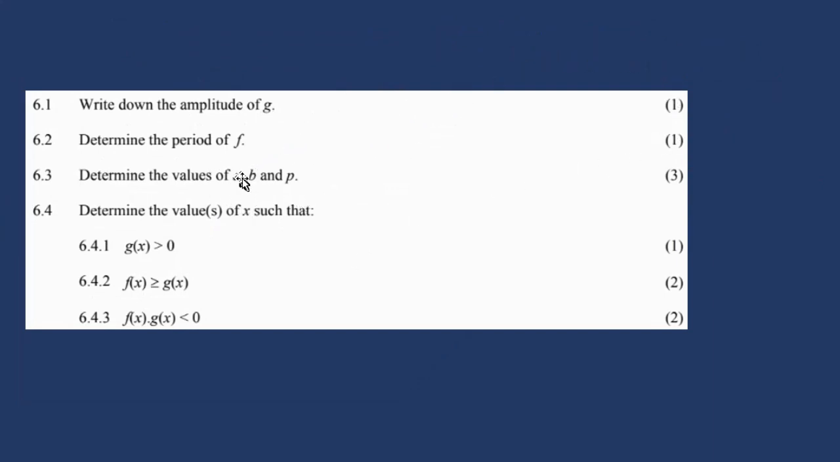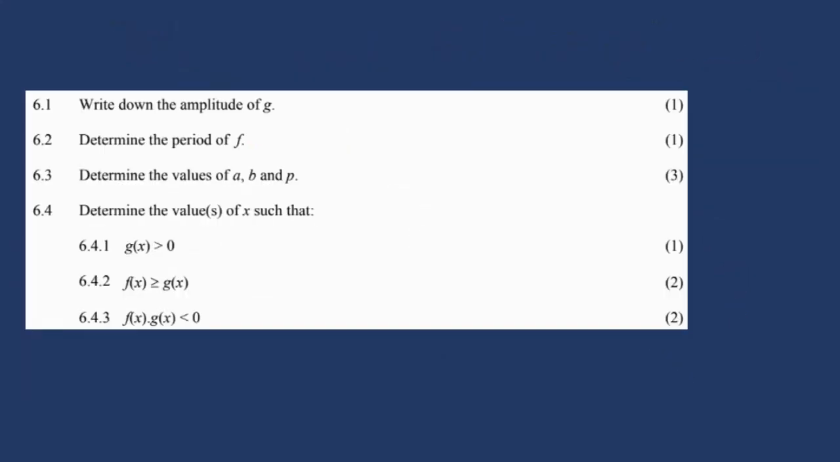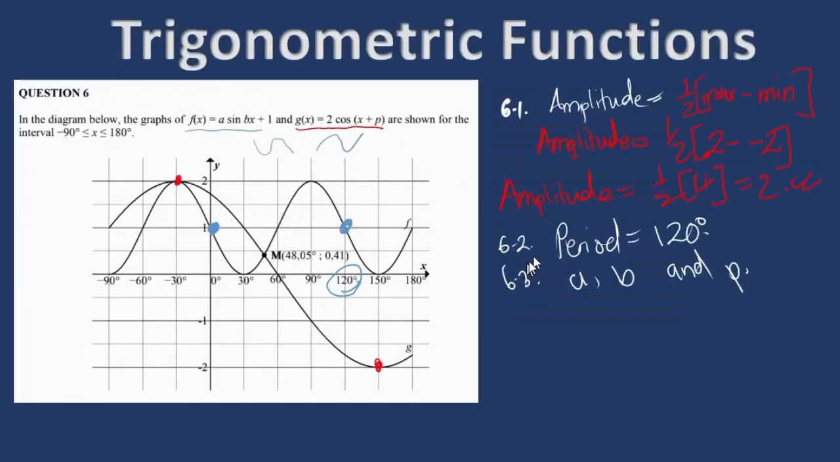So the next question says, find or determine the values of a, b, and p. That is 3 marks. That's 6.3. Let me write it there. We want to find a, b, and p. That'll be doable, very doable. Okay, let's start with a. Where do we find a?